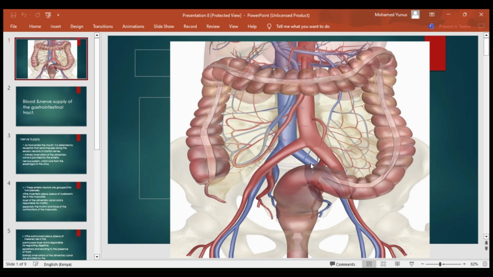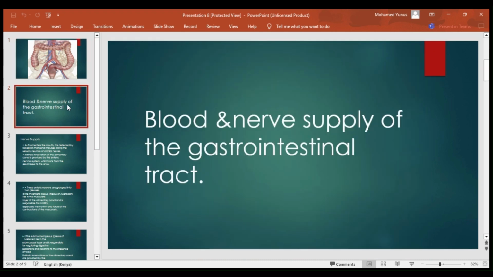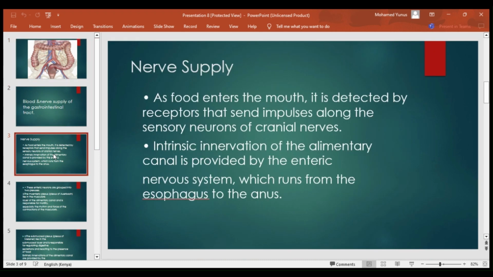Hello, today we're going to talk about the blood supply and the nerve supply of the gastrointestinal tract. And we are going to start with the nerve supply.